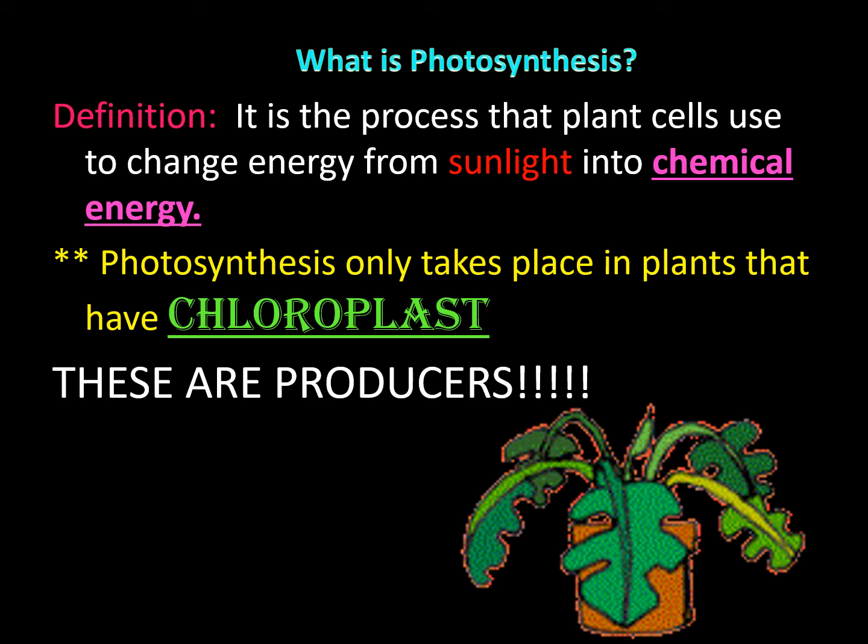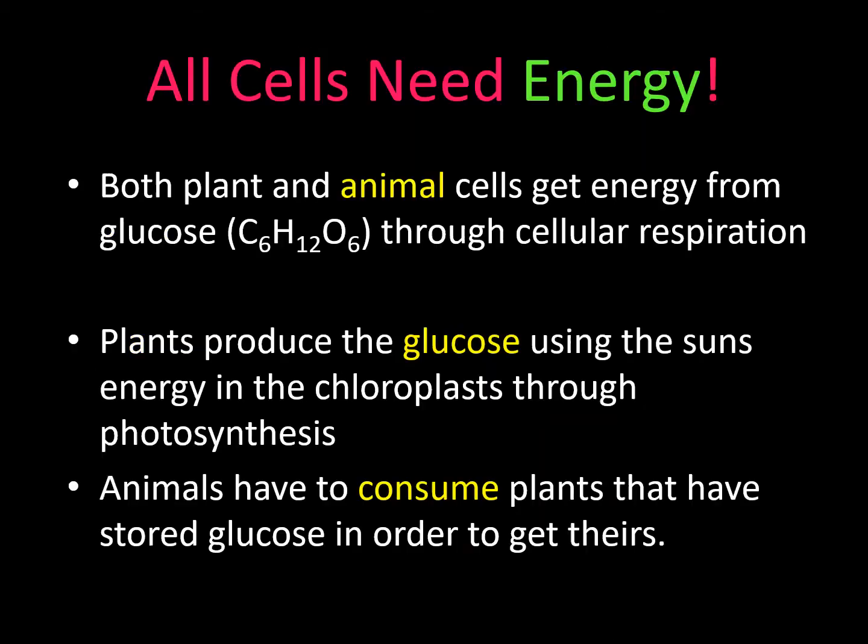And we know that photosynthesis only takes place in plants that have chloroplasts, because if you recall, cells are made of organelles. The organelle chloroplasts allow that to work. Plants make their own energy, therefore they are producers. And we know that all cells need energy. So plant cells, they are producers.